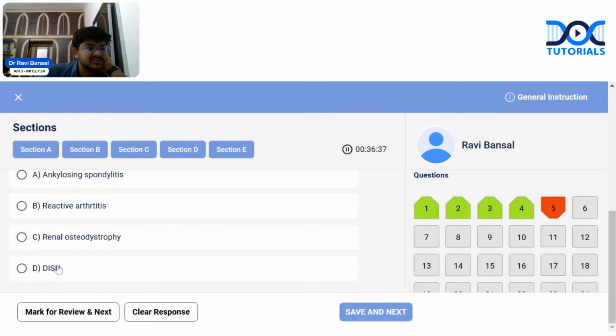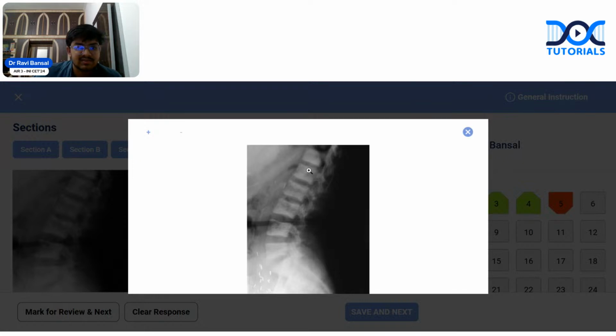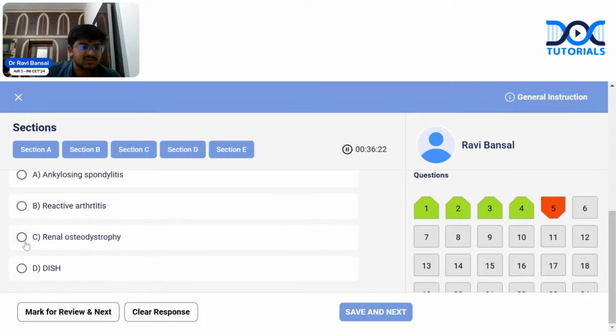For DISH, obviously they give this view only, but this is diffuse idiopathic skeletal hyperostosis. So I think the vertebrae will be more whitish. There won't be any black lucencies in them. So I think they want to ask renal osteodystrophy.